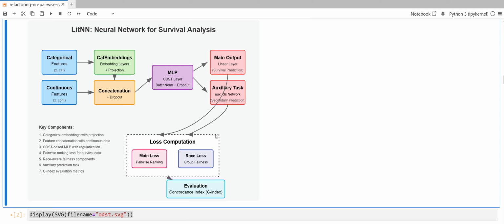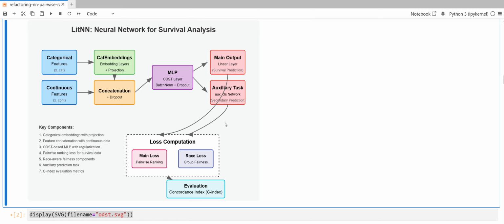Finally, for evaluation, we use the concordance index, or C-index. This is a classic way to measure how good a survival model is. It tells us how well the model ranks people in terms of their survival. A C-index of 1 is perfect ranking, and 0.5 is basically like random guessing.